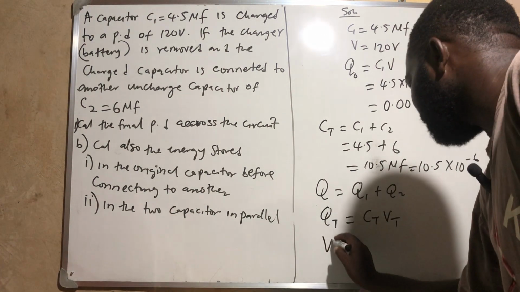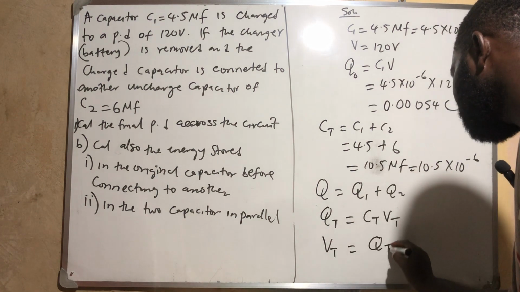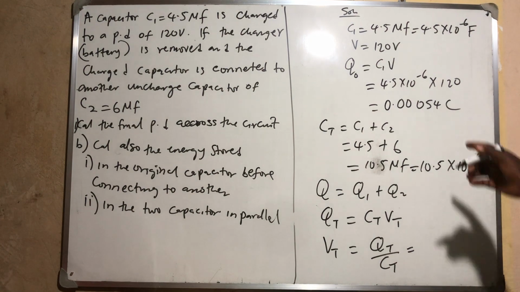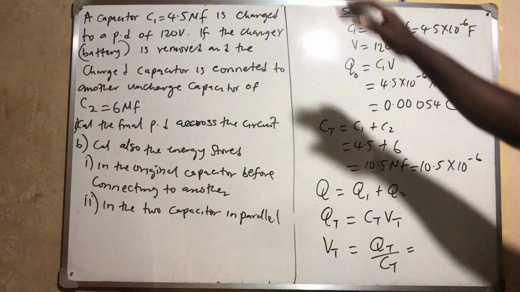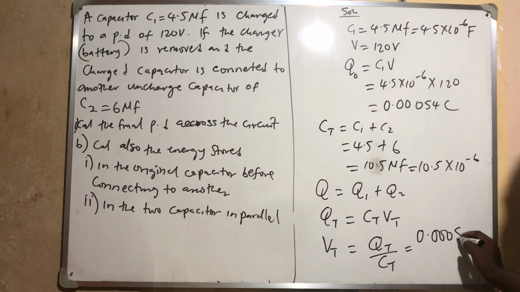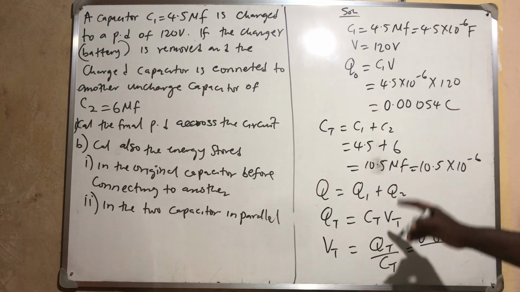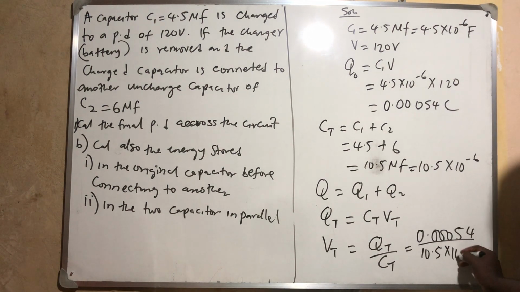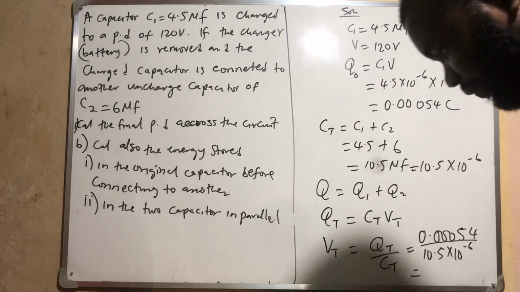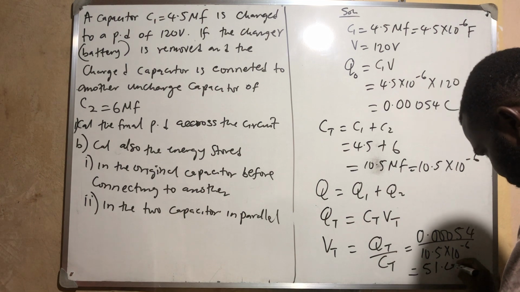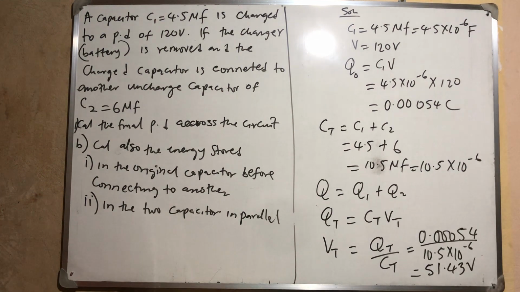I'm looking for my V total. My V total will be Q total over C total. My Q total is the total charge there, and the only one that is charged is the first one. So this is 0.00054 divided by my C total, which I got as 10.5 times 10 raised to power minus 6. If you divide that, you'll get 51.43 volts. Okay, that is that.